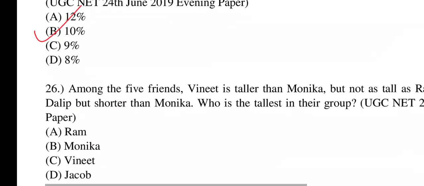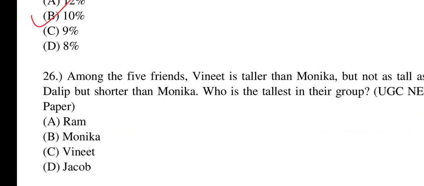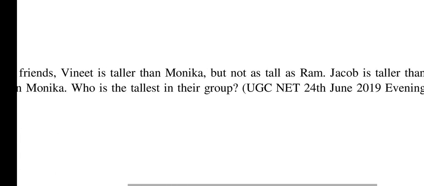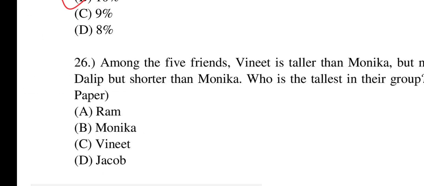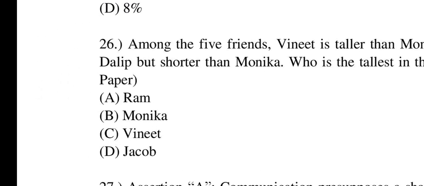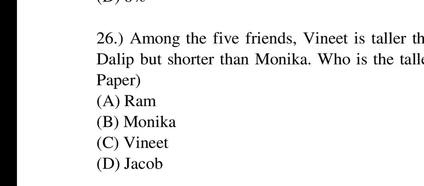26 says, among the five friends, Vinit is taller than Monica, but not as tall as Ram. Jacob is taller than Dalip but shorter than Monica. Who is the tallest in their group? Ram, Monica, Vinit, Jacob. 26, number A will be correct. Ram.